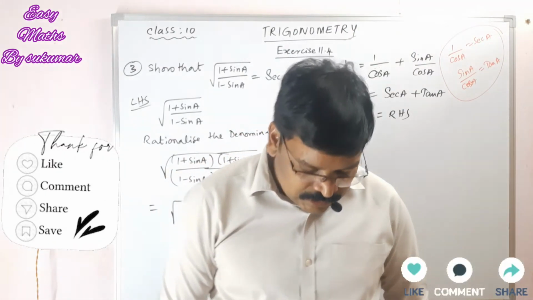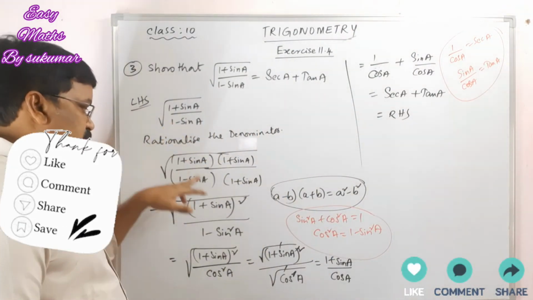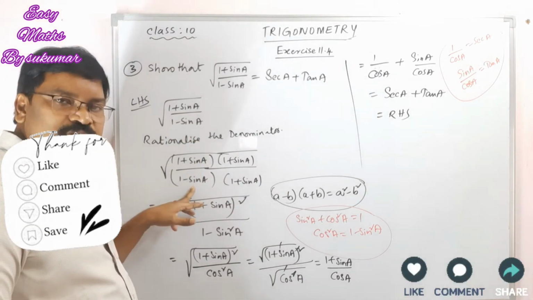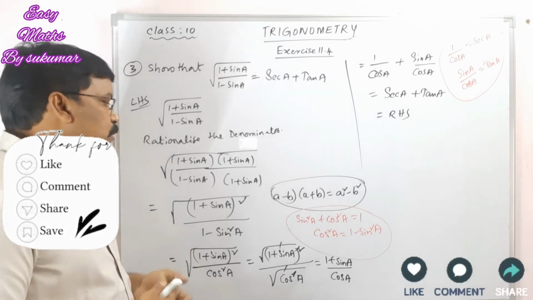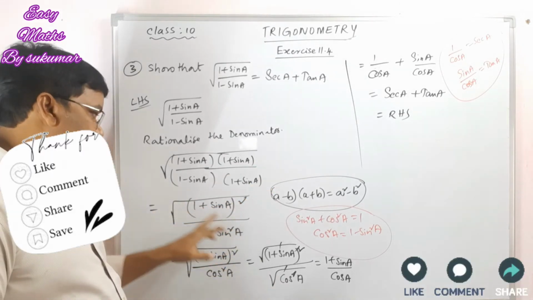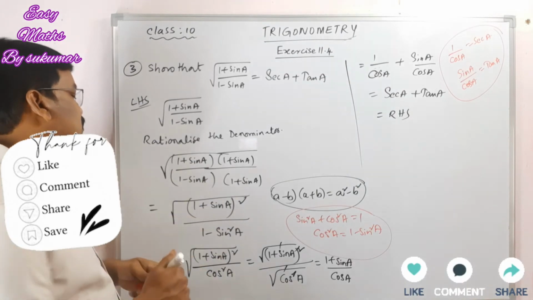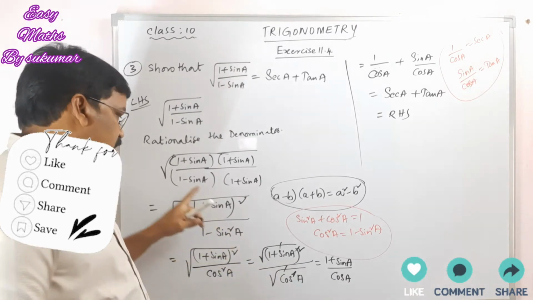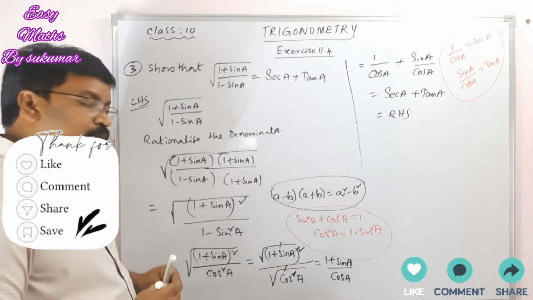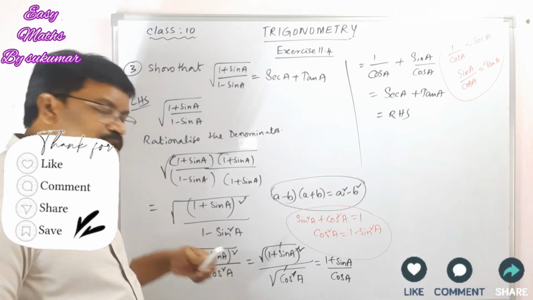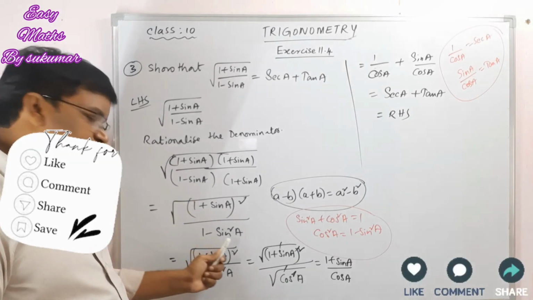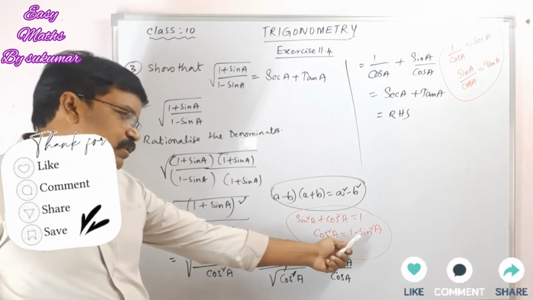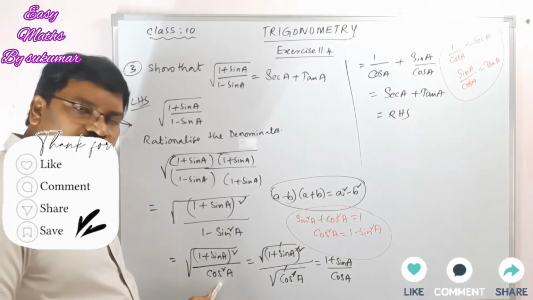Okay, my dear students. See, I have taken the RHS, and the rationalizing factor of 1 minus sin A is 1 plus sin A. So I multiplied both numerator and denominator with 1 plus sin A. Then in the numerator it is 1 plus sin A into 1 plus sin A, which means 1 plus sin A whole square. In the denominator, it is 1 minus sin A into 1 plus sin A, and A plus B times A minus B is A square minus B square. That means 1 square minus sin square A. So 1 minus sin square A is cos square A. So just write cos square A here.